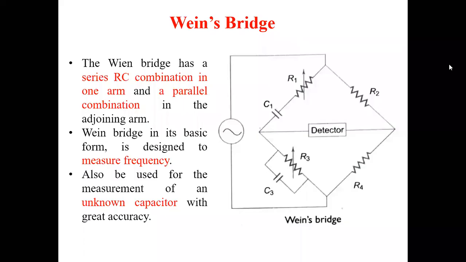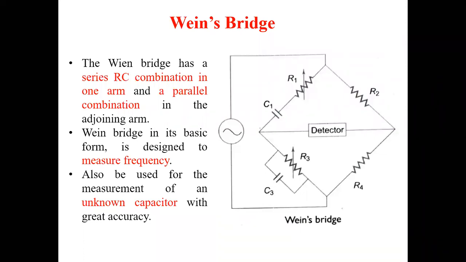Okay, today let us discuss the Wien bridge. The Wien bridge is another form of bridge which is used to find the frequency. That means the applied signal frequency can be easily determined by using the Wien bridge. This Wien bridge also consists of four arms.